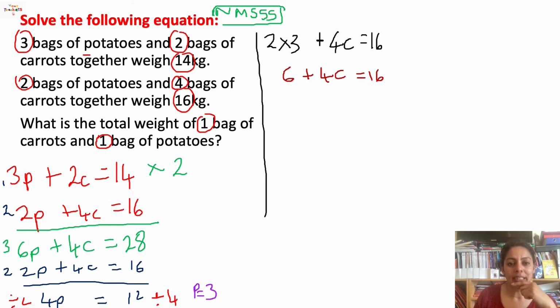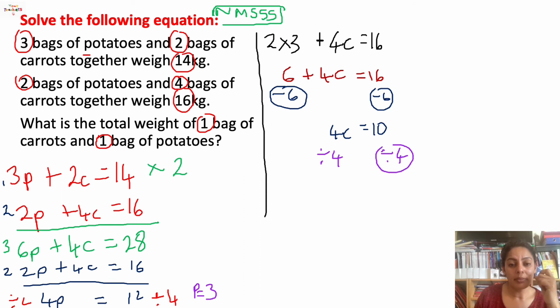Now I can take away the 6 on this side. Take away the 6 on this side. So that will become 10. And this will be 4c. And now I can divide this side by 4. Divide this side by 4. And I am going to get a decimal number, aren't I? Equals. So now I've got c on its own. Here we go. C is on its own.